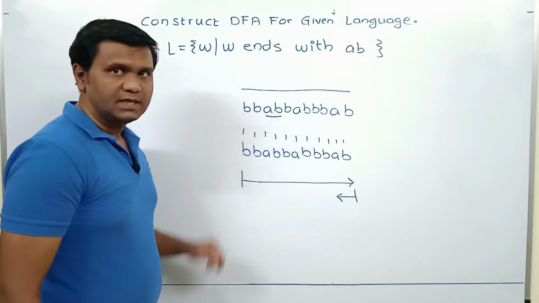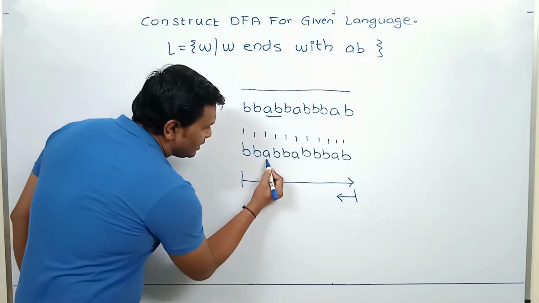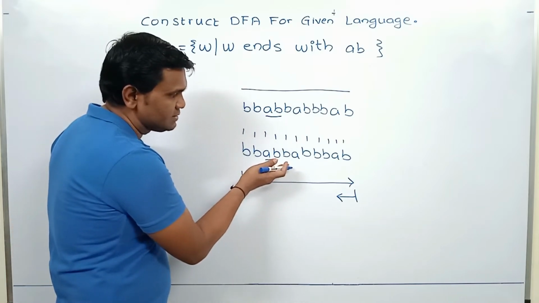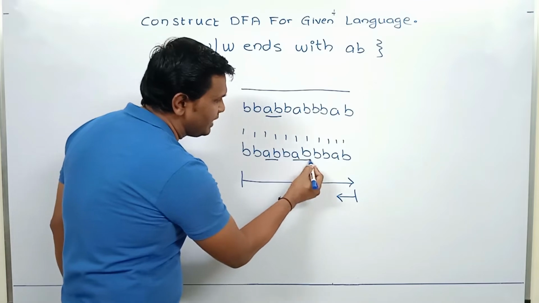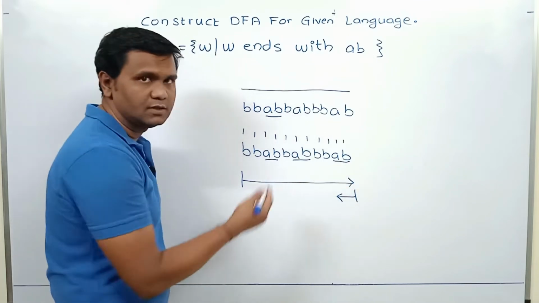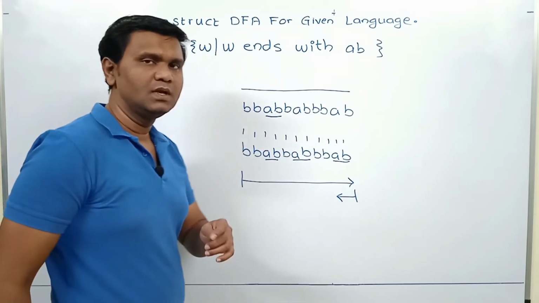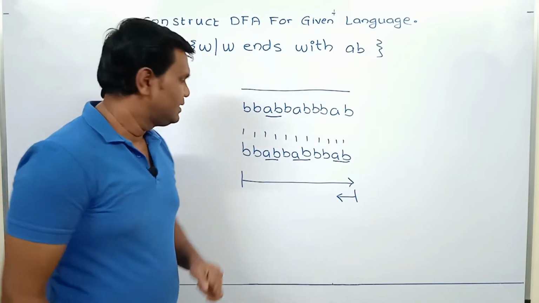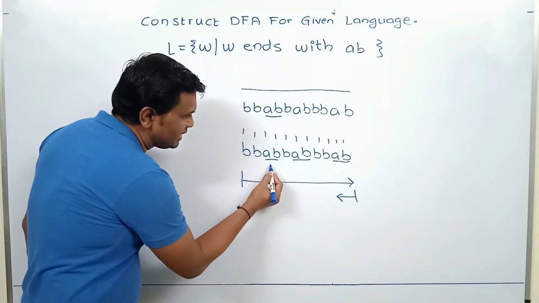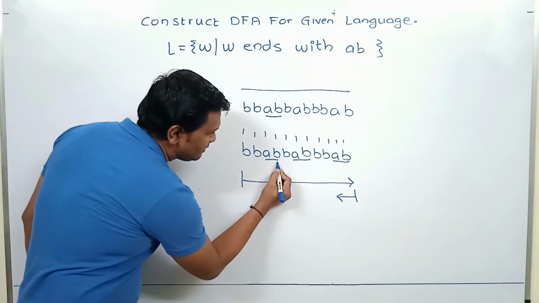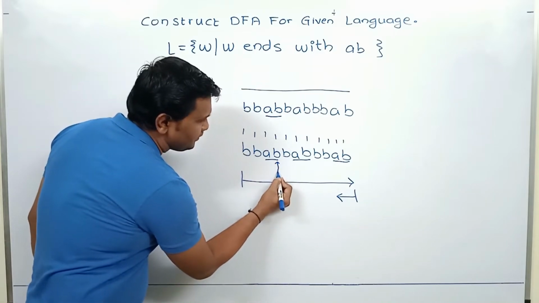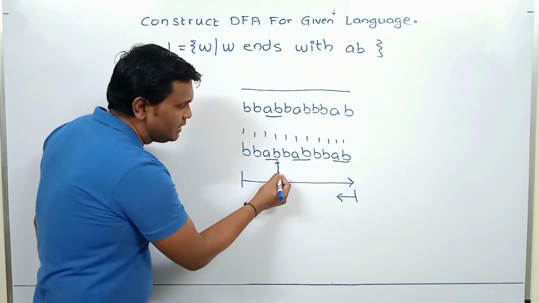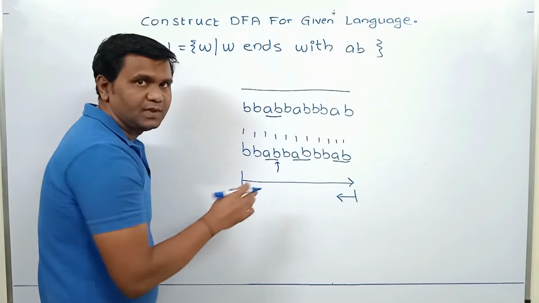So for the ends with condition, here we find AB, but the string has not ended over here. Here also we find AB. Here also we find AB. So we are going to design the DFA such that while processing the string, if the last two symbols are AB, the DFA should be in a final state, otherwise it should be in a non-final state.